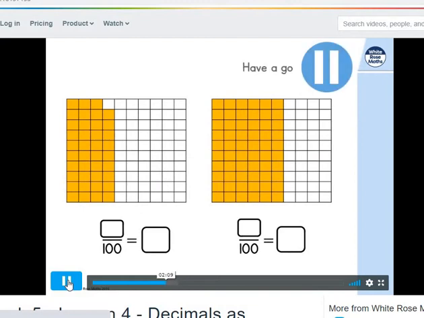Look at the 100 square and decide what that would be as a decimal and as a fraction. Pause the video, have a think.